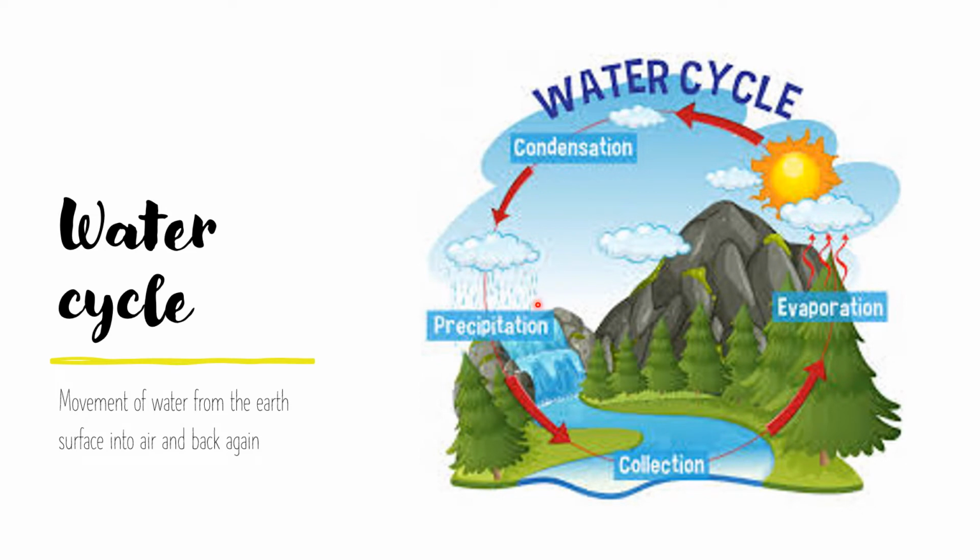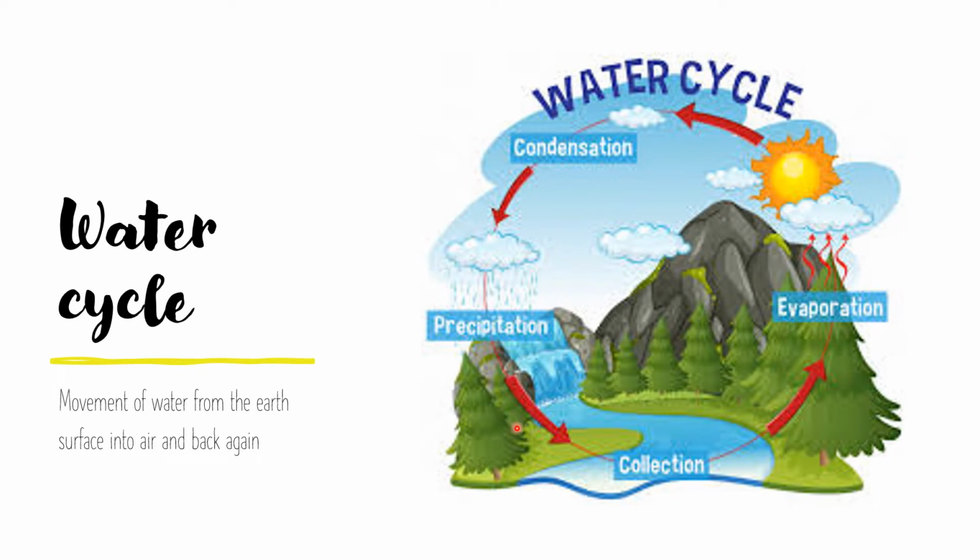So the rain falls down. The water that falls down on the earth is called precipitation. It may be rain, or snow, or hail. Hail is a hard form of snow, like hard balls of ice. Okay. So precipitation is the water that falls on the earth.